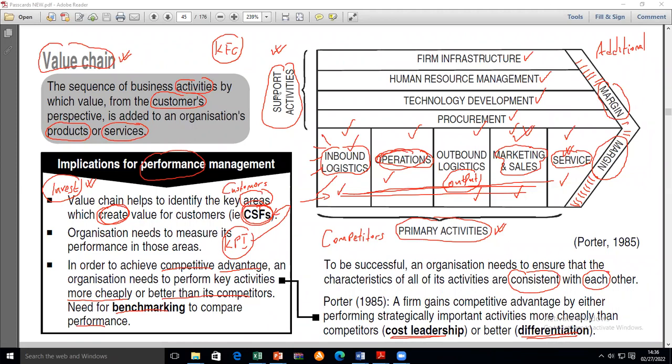So these are the two business integration models that we have. What are those? The value chain and the McKinsey model.